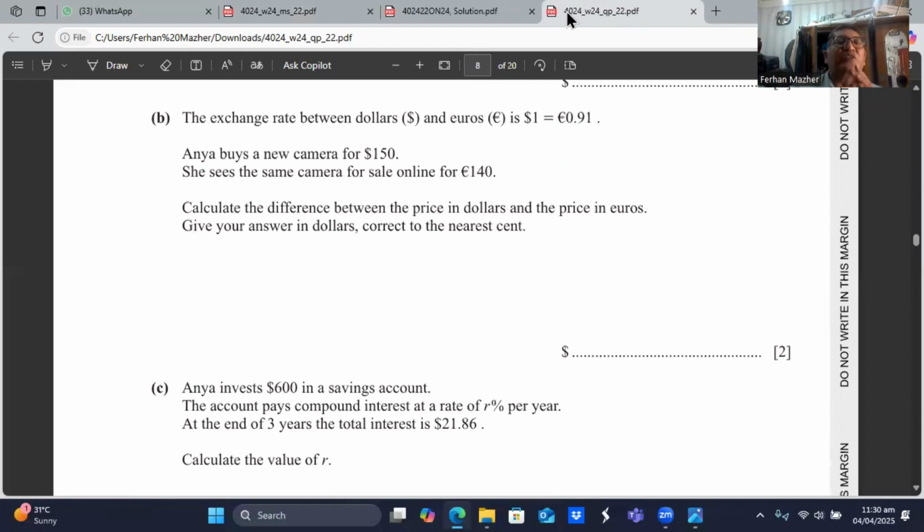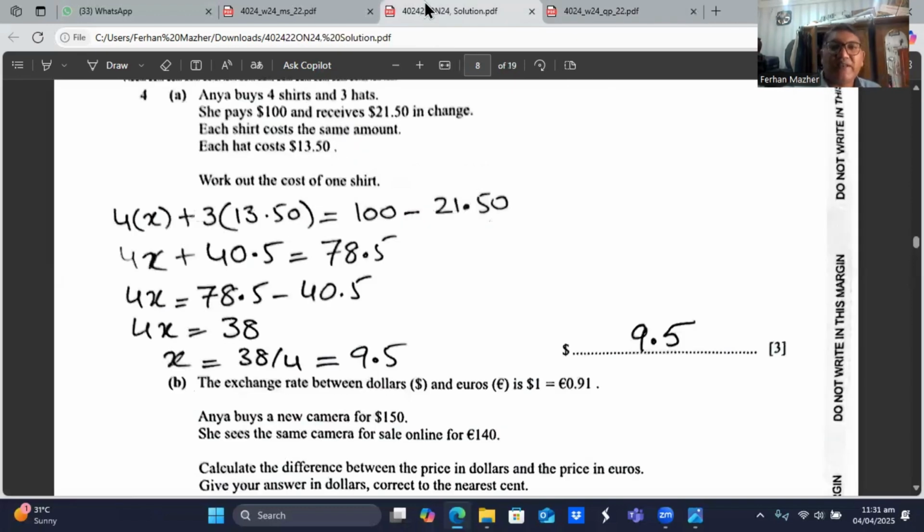Then question number 4, B part. It says the exchange rate between dollars and euros is $1 equals 0.91 euros. Anaya buys a new camera for $150. She sees the same camera for sale online for 140 euros. Calculate the difference between the price in dollars and the price in euros, giving your answer in dollars, correct to the nearest cent. So I will convert these euros into dollars, and then I will check how much is the difference between both the prices.